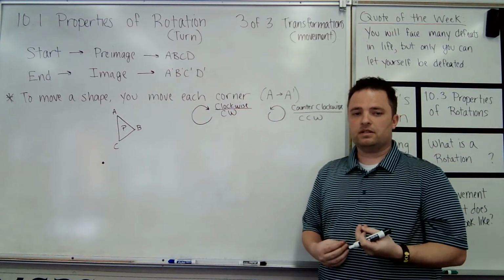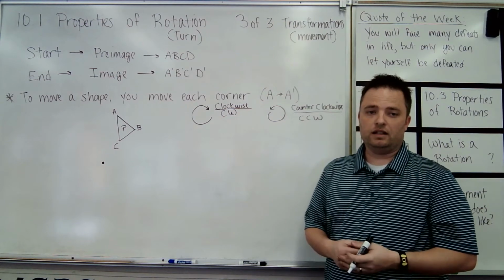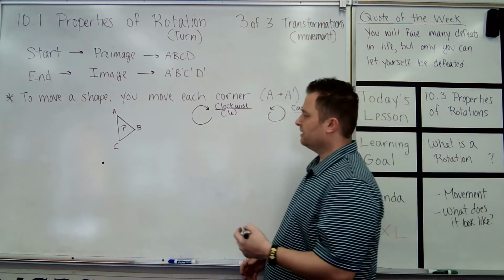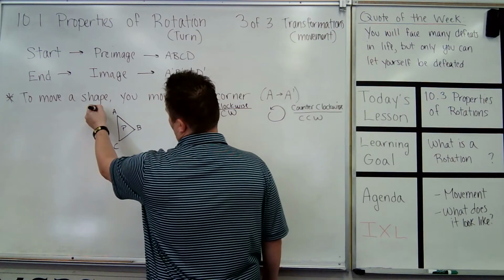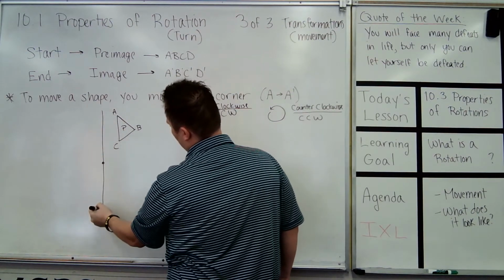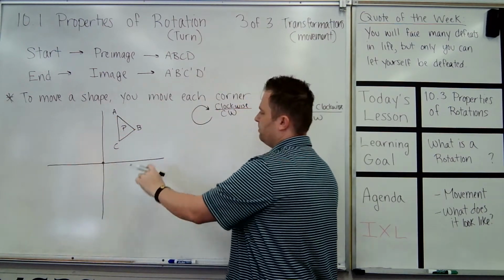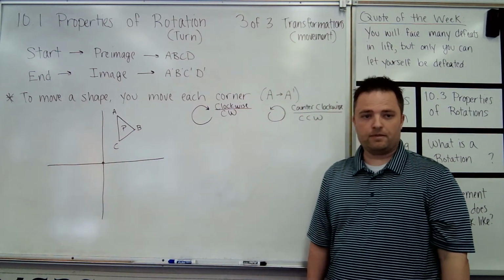Now, oftentimes, this point is defined in a given space. And the very typical one to do is to think about a graph where the point that you're going to be rotating around will be the origin of a graph.